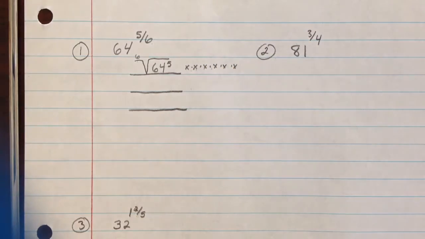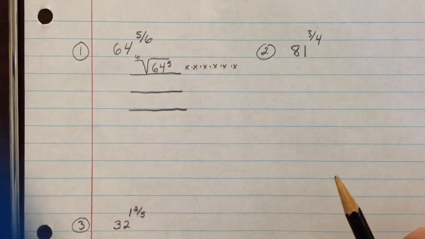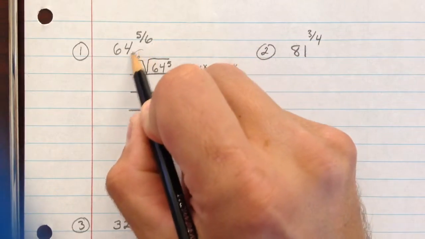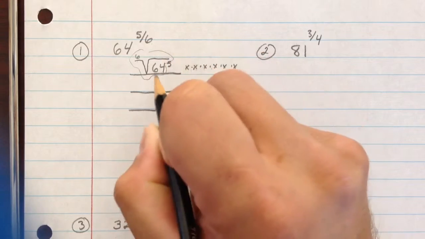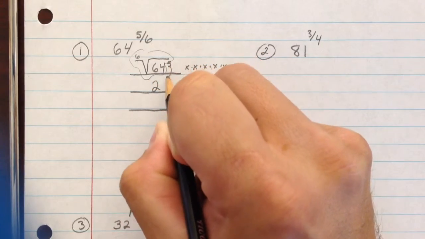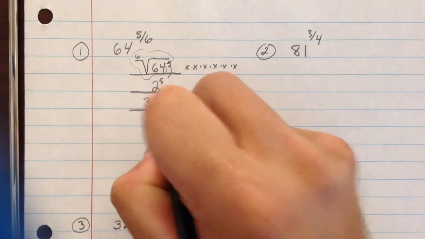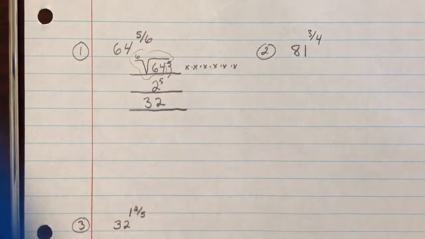equals 64. So what is that something? And you'll find quickly that it's a 2. So that 2 comes down, this whole thing here, the 6th root, equals 2. Then bring the 5 down, and we got 2 to the 5th. Now we just evaluate 2 to the 5th, and that's 32. So 64 to the 5/6 power equals 32.